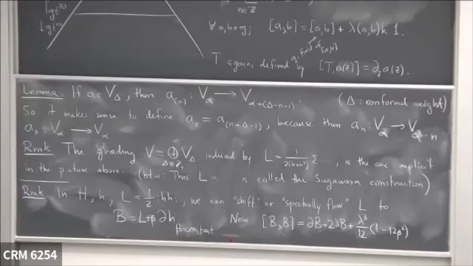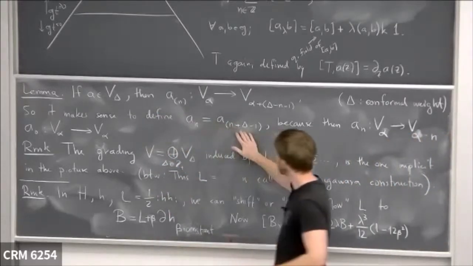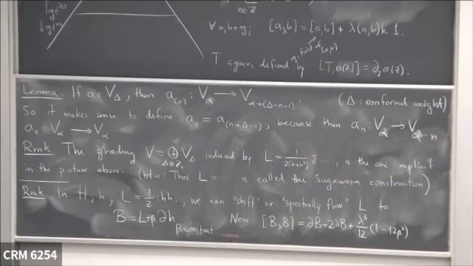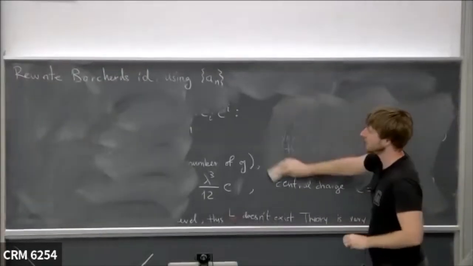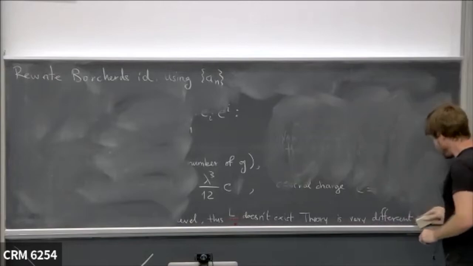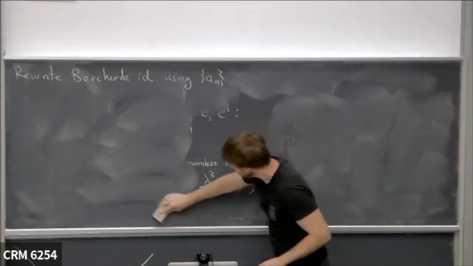All right, any other questions? Okay, right, so I introduced this new grading, these operators. So I'd better have a good reason for doing that. I ended the last lecture with Borcherds' identity. I want to just quickly rewrite that in terms of this new grading on these operators.